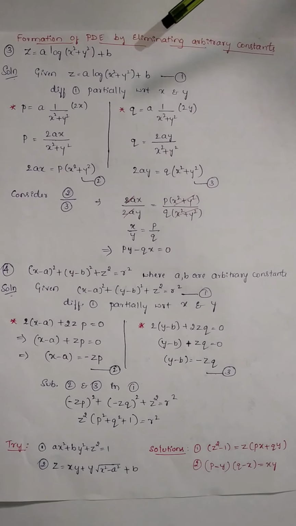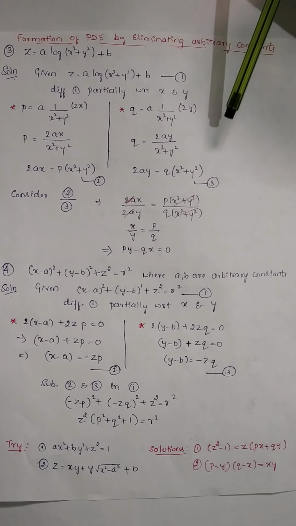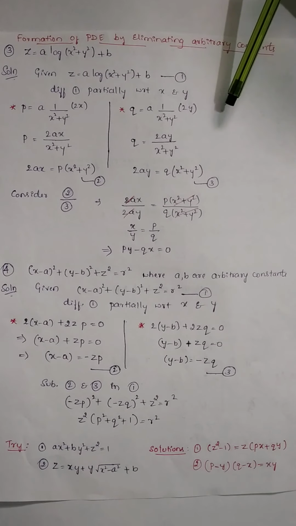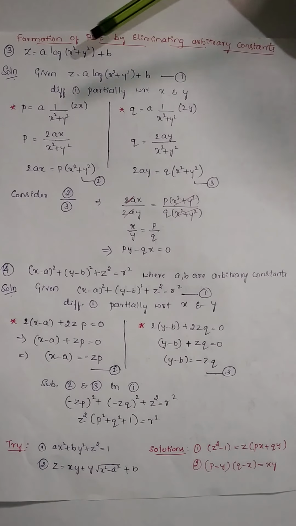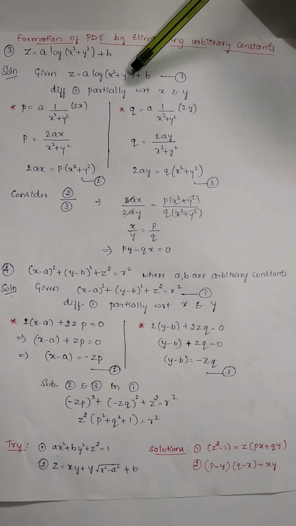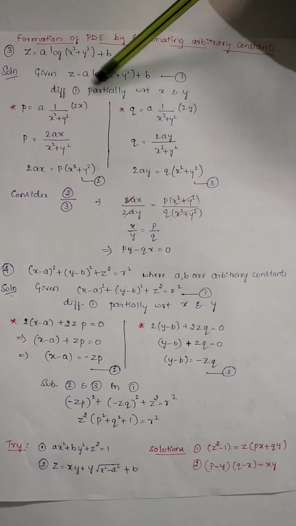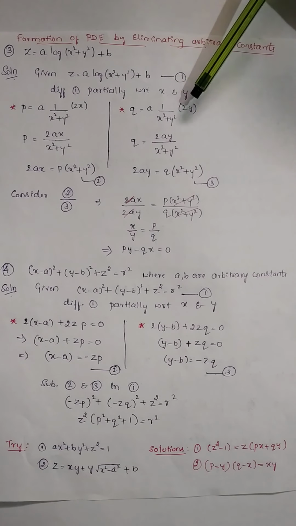If it is not possible to remove a and b, you need to find one substitution for a and b, otherwise a substitution for the term which contains arbitrary constants. These three points are to be remembered. Now to write the solution, you write z is equal to a into log of x square plus y square plus b, call it equation number 1, and differentiate 1 partially with respect to x and y.